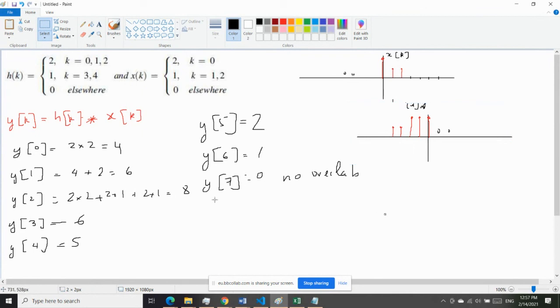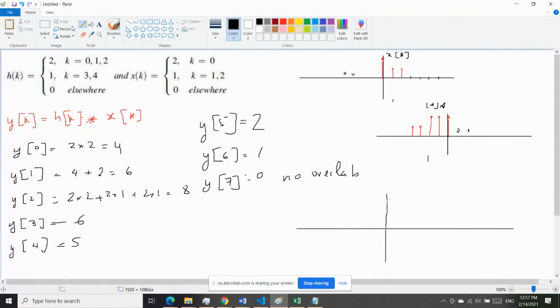y[7] no overlap، خلاص بعدها y[7] y[8] كلهم زيروز، ما في overlap. نفوت shift 7 like this، ما في overlap، هذم كلهم حينضربون في الزيرو. من هنا فصاعدا في الزيرو. So in conclusion, النتيجة حقت الconvolution هي y[0] is equal to 4.